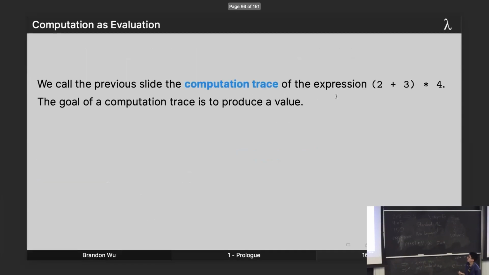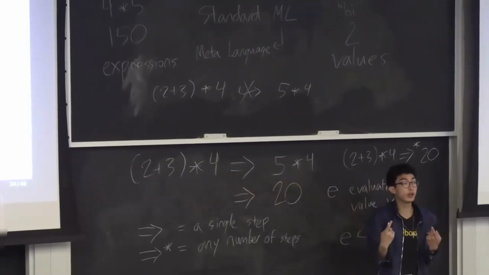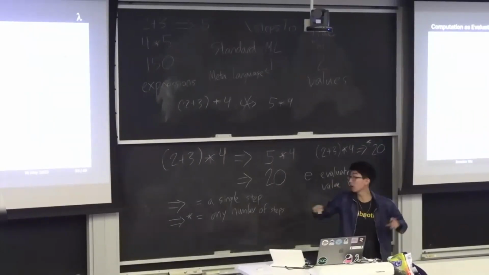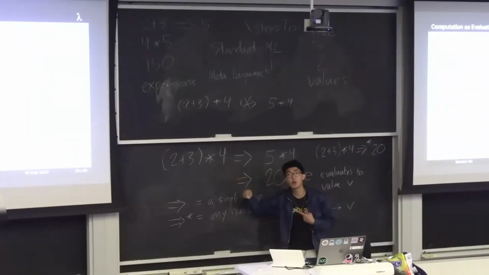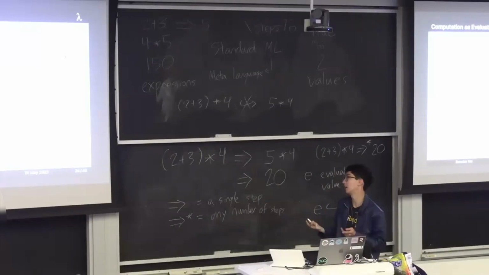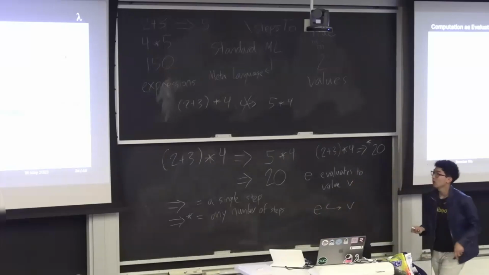We call this a computation trace, and I'm totally going off memory here, not my slides, but that's all the things I was supposed to talk about. This thing right here is the computation trace of the expression 2 plus 3 quantity times 4. And the goal is that when I apply my simplifying rules to this, I want to eventually produce a value. But as God would have it, not all computation traces produce a value. We're trying, but it doesn't always happen.